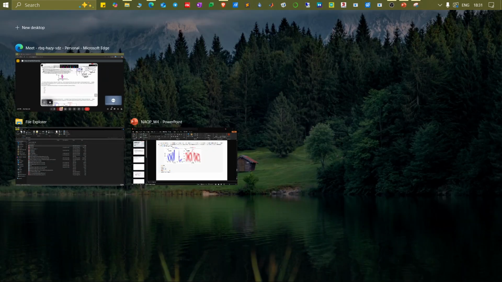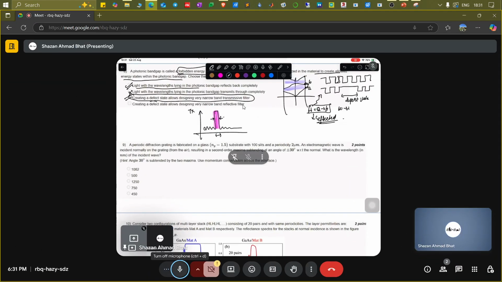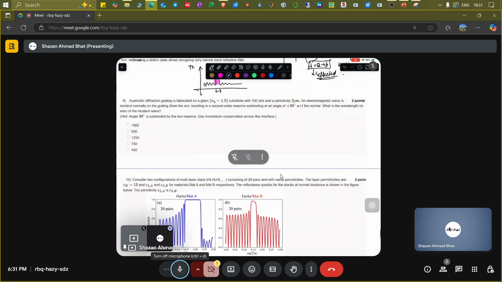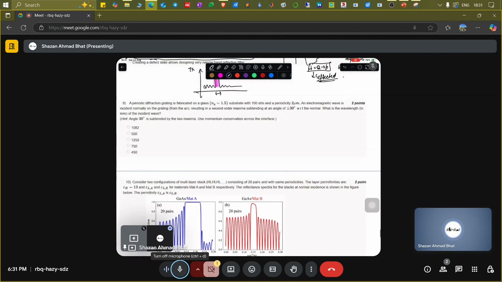Okay, so I think that has been talked about a lot. Now, what else do we have? We have a periodic structure, a periodic diffraction grating.